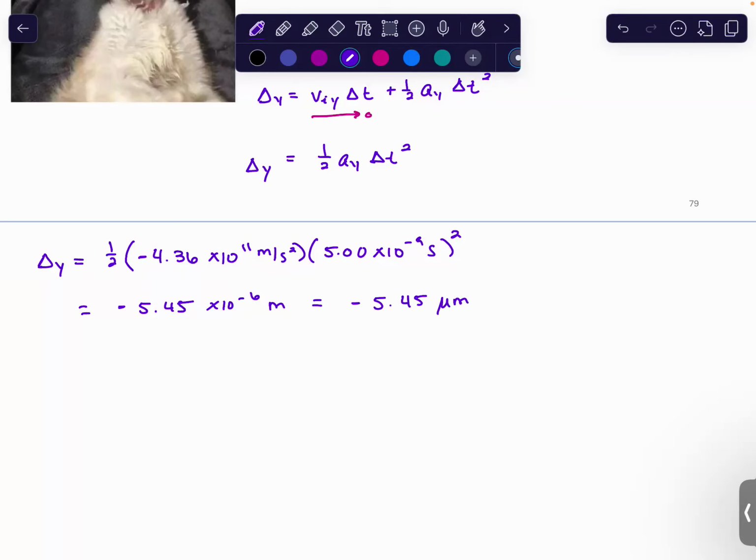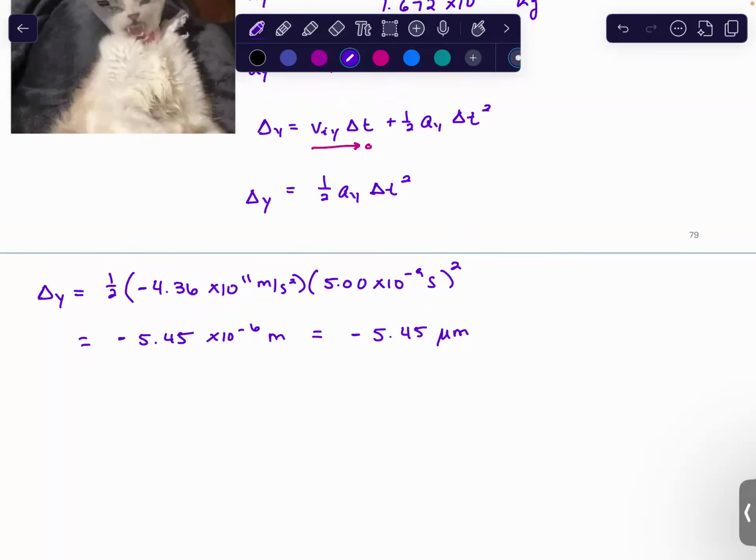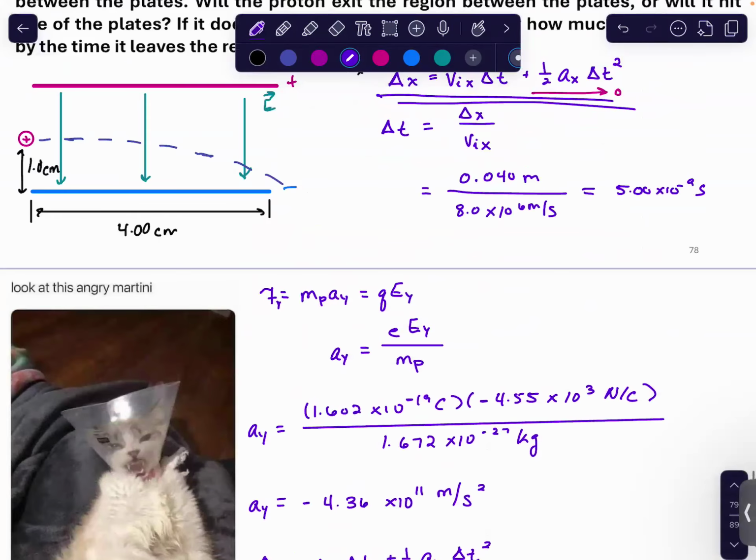So if in that amount of time it only deflects 5.45 micrometers, will it make it all the way through? How far does it have to deflect to hit the plate? 1 centimeter. So it doesn't even deflect a centimeter. So it makes it all the way through, and it has a deflection of 5.45 micrometers in the negative y direction, or down. It does make it, because to hit a plate, it's going to have to deflect by a centimeter. In the amount of time it's between the plates, it does not deflect a full centimeter.